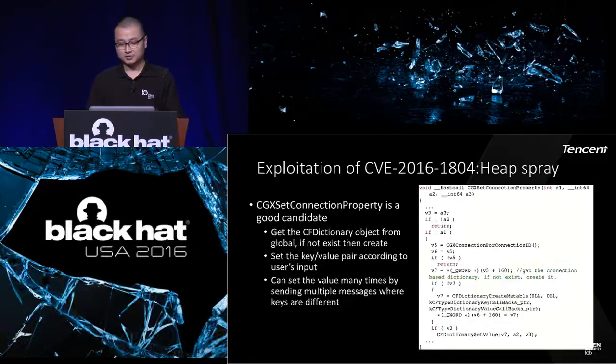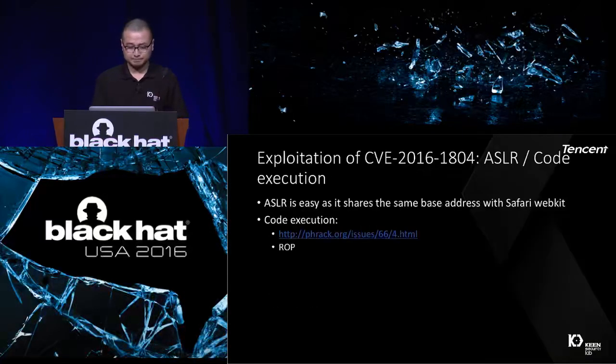So in this API you can find that it checks whether a global dictionary exists. And if it doesn't exist, it will create a new one. Otherwise, it will set up the key-value pair. And the key can be unique, and the memory will keep growing. You can call this function again and again until the memory grows.